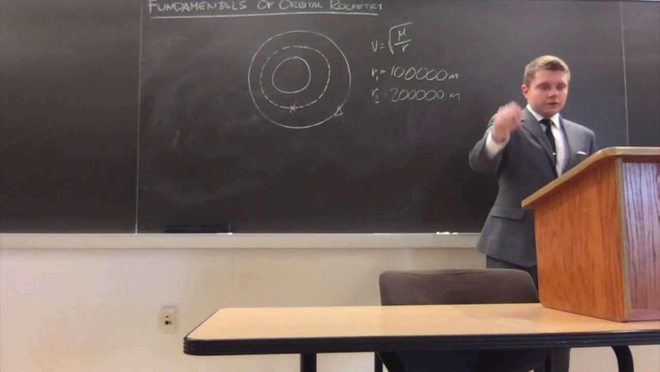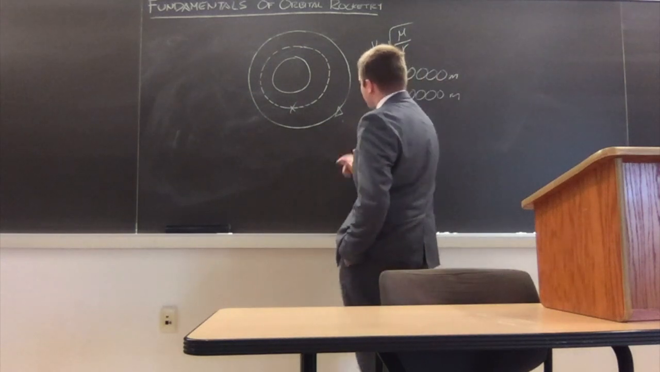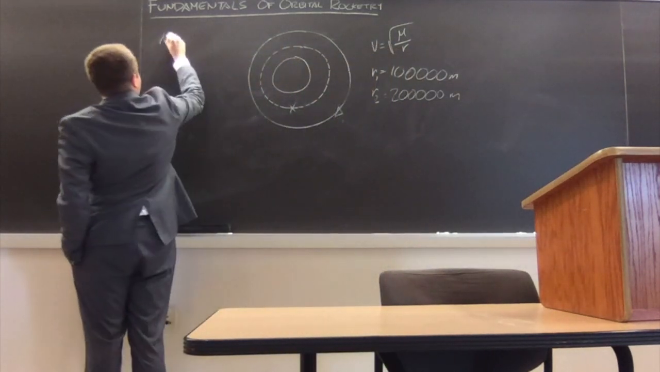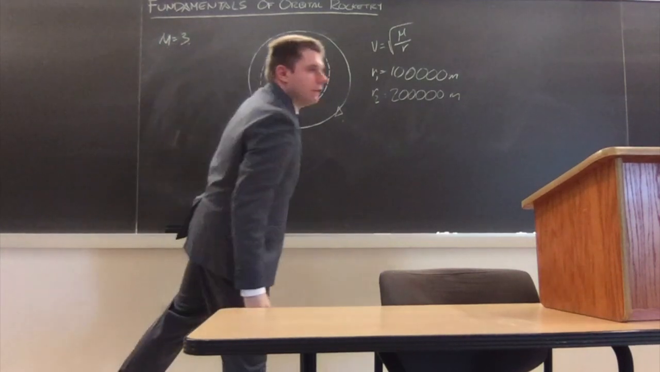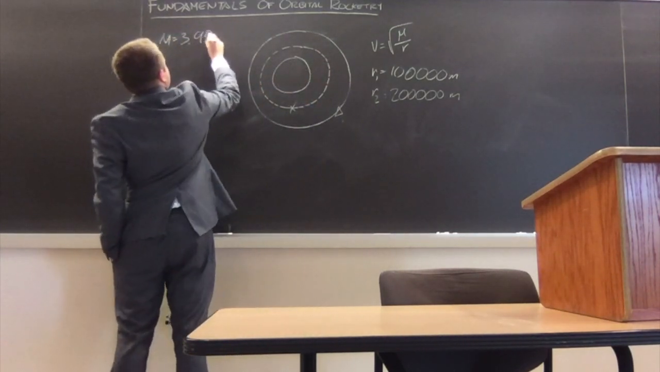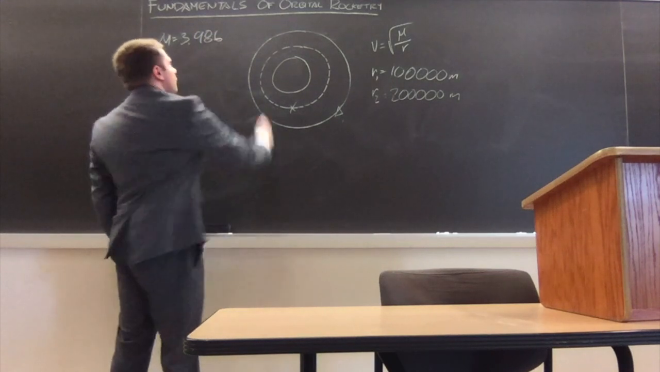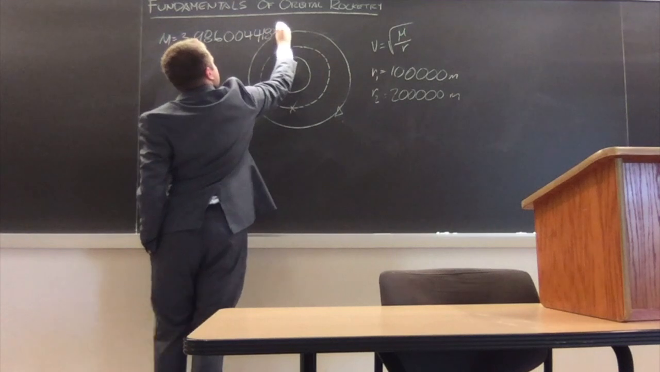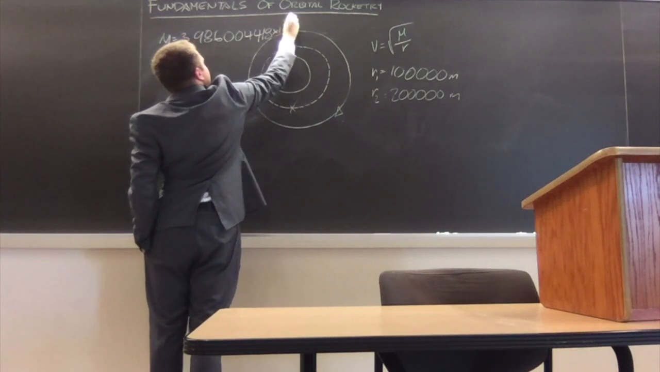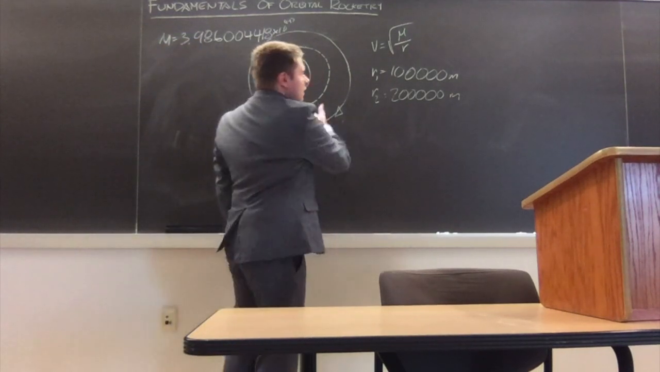So first things first, we know mu from our previous discussions, which is 3.986004418 times 10 to the 14. So we know mu, we know these values.